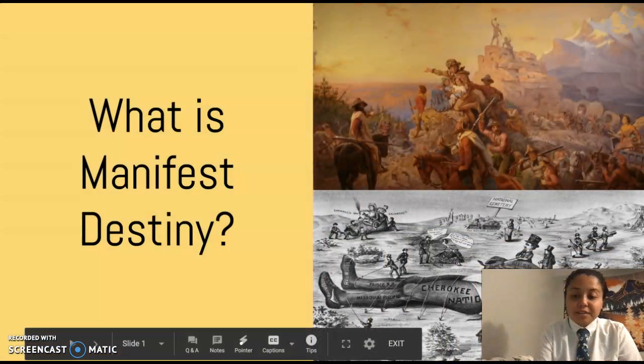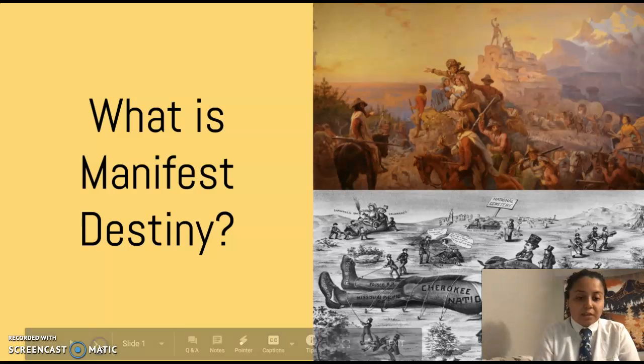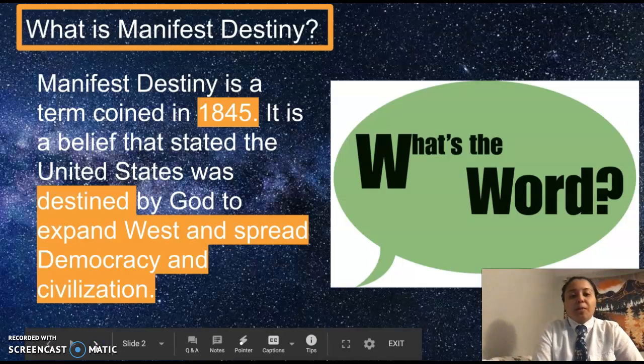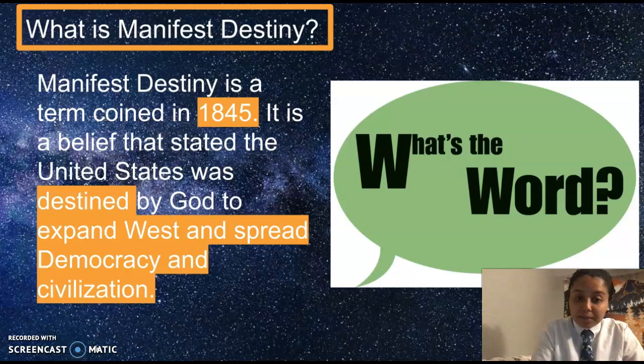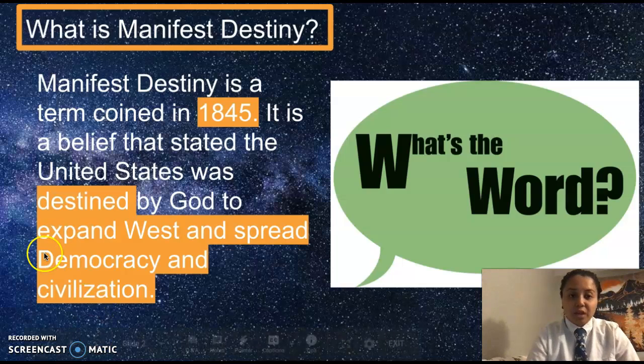So what is manifest destiny? Okay, this is the definition. Manifest destiny is a term coined in 1845, so that was a very, very long time ago. It is a belief that stated the United States was destined by God to expand west and spread democracy and civilization. So manifest destiny was a belief, but due to this belief, there were a lot of policies put in place in the United States that very much helped support Western expansion for the United States.